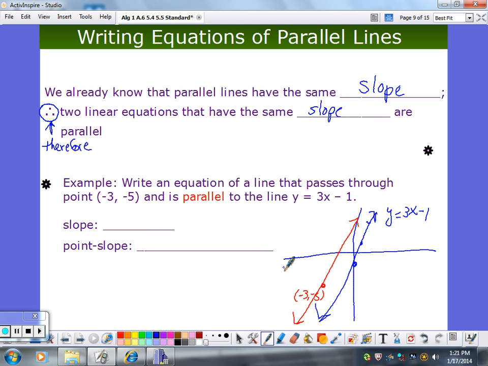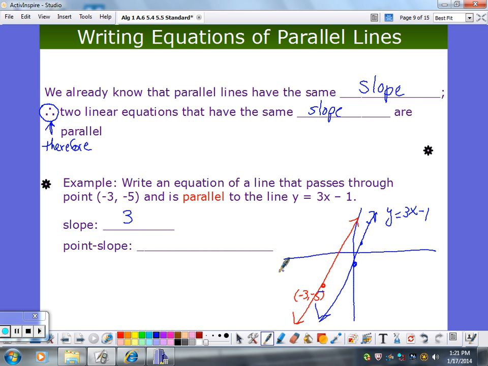Well, first we have to find the slope of the first line. Okay, what is the slope of the first line? 3. So what's the slope of the red line? 3. Why? Because they're parallel, and parallel lines have the same slope. Excellent. Then you put it in point slope formula.